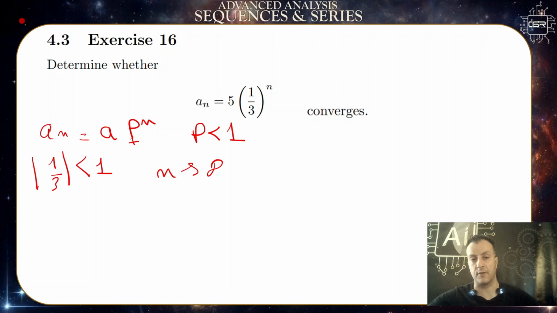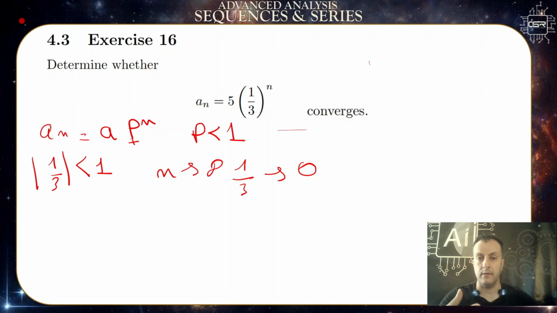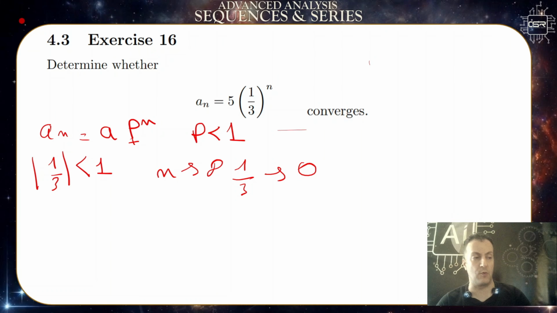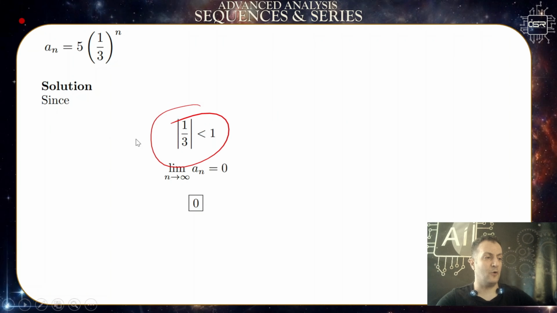So as n approaches infinity, 1 over 3 to the power of n tends to 0. Therefore, the entire product here, which is 1 over 3 to the power of n times 5, also approaches 0. So the entire sequence decays to 0. Therefore, this an sequence converges to 0. So 1 over 3, in absolute value, is less than 1. The limit of an as n approaches infinity is equal to 0. So therefore, it converges to 0.